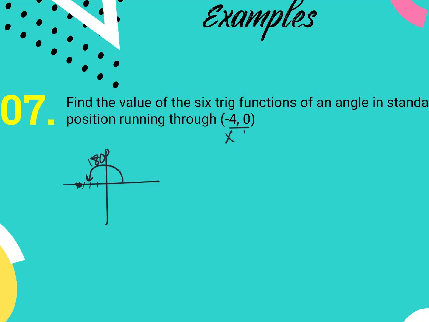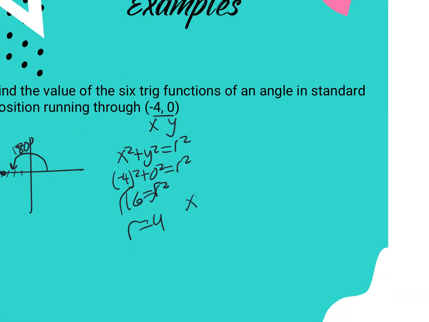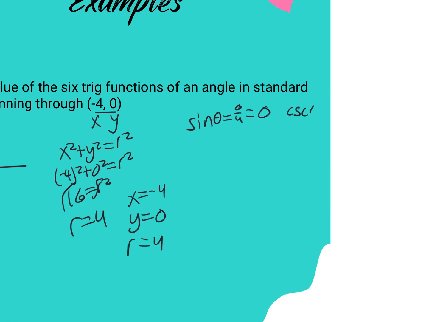I know x is negative 4, y is 0, and then we can do x squared plus y squared equals r squared. So negative 4 squared plus 0 squared equals r squared. We get 16 is r squared, and then we get r is 4. All right, so then we already have that x equals negative 4, y equals 0, and r equals 4, and so you can just use x, y, and r to figure this out. All right, sine is y over r, so 0/4, which is 0, which means cosecant is going to be the reciprocal. So 4/0, which is undefined.